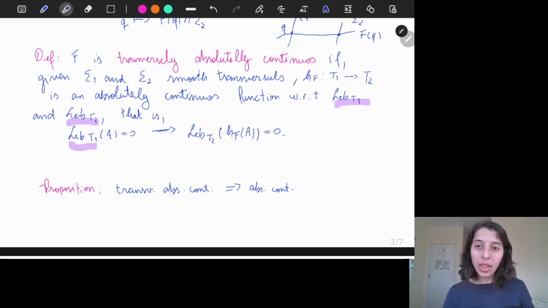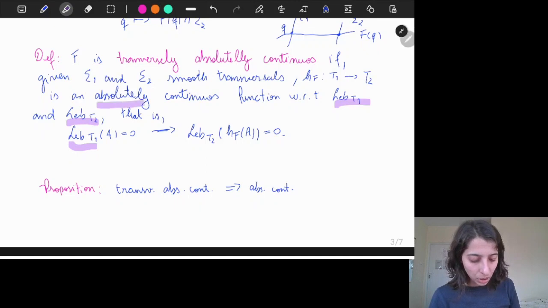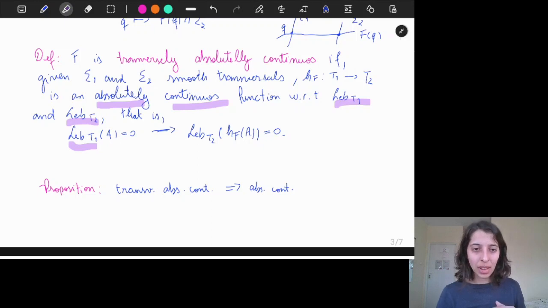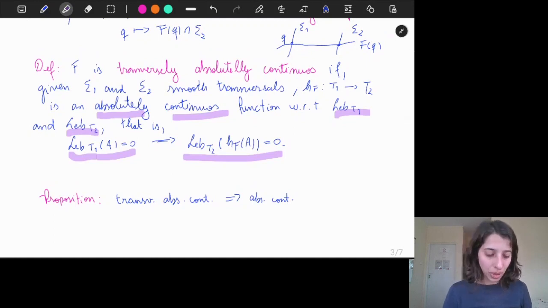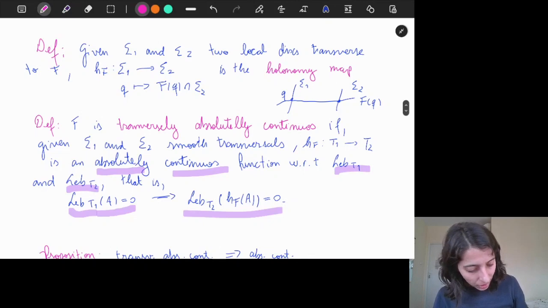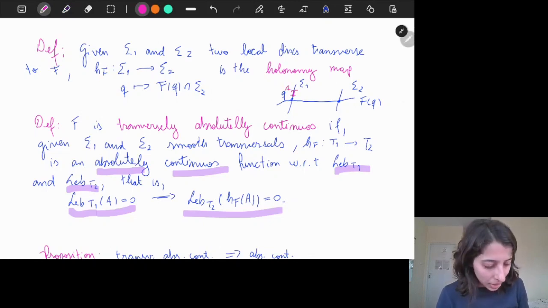Here and here. The holonomy map is absolutely continuous as a function with respect to these measures. That is the same as requiring that, given a set A inside sigma 1, if the Lebesgue measure of A is 0, then the Lebesgue measure of the image of A under the holonomy map also has 0 volume. So here in this picture, if this is A, if A has 0 volume, then its image under the holonomy map should also have 0 volume.